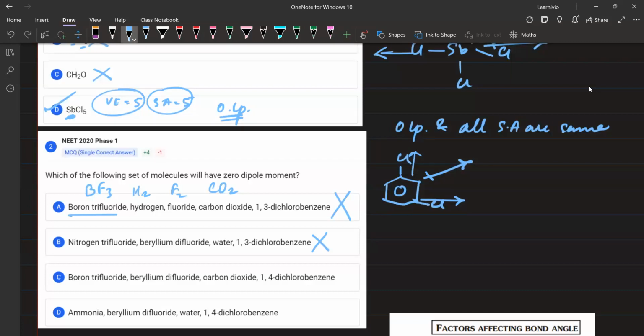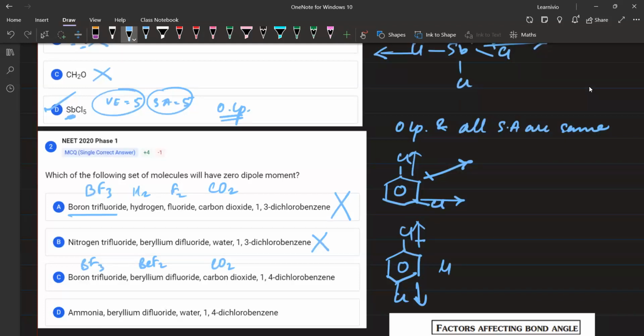If I see here, we have boron trifluoride, BF3, beryllium difluoride, BeF2, carbon dioxide, CO2, 1,4-dichlorobenzene. Cl and Cl. So this will be non-polar, the dipole moment is zero, because here we have one dipole, here we have one dipole, both of these will cancel each other.